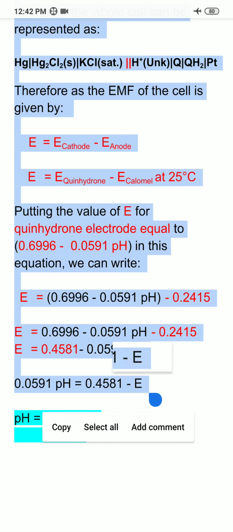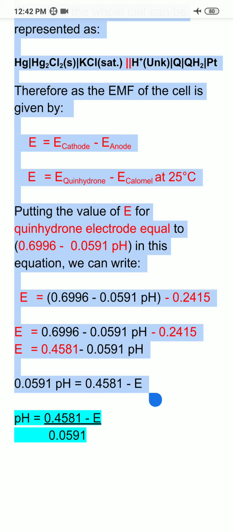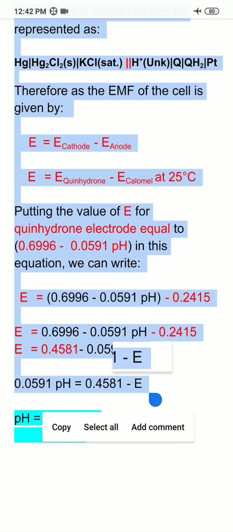So this is the formula for determining the pH of a solution using quinhydrone electrode, and the final equation I have highlighted in olive green color. This equation gives the complete formula for determination of pH using quinhydrone electrode.